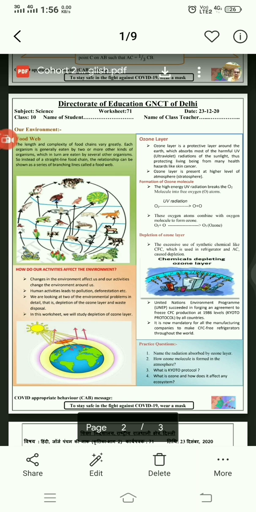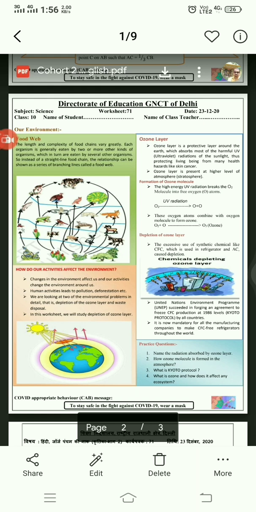Now what is ozone hole? Ozone hole is the decrease in thickness of the ozone layer, and why is this decrease taking place in the ozone layer? Because of depletion of ozone.